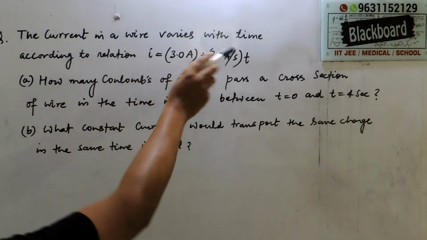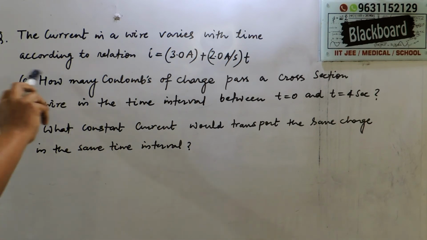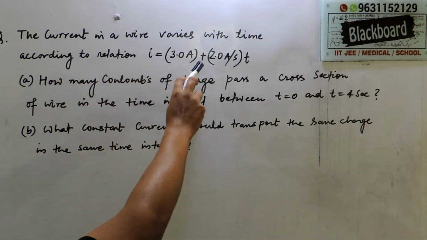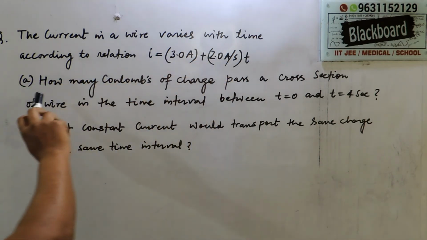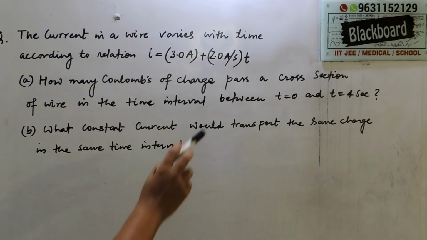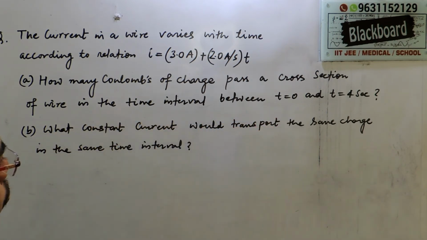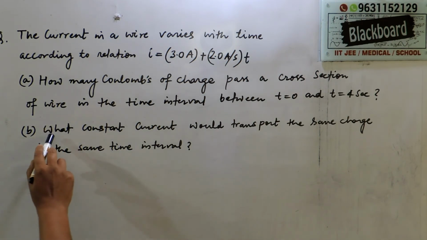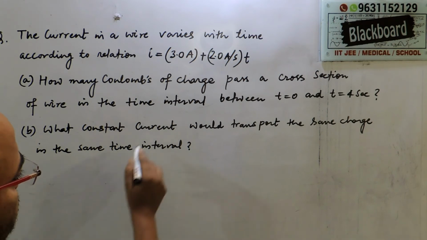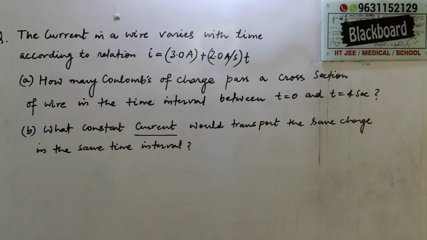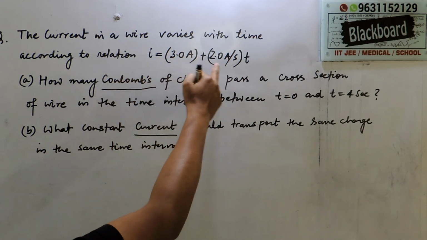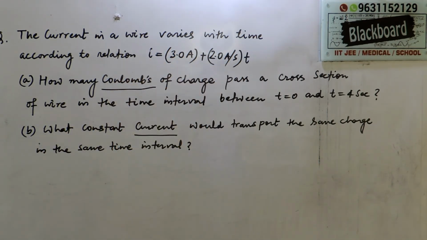The current in a wire varies in time according to the relation I equals 3 ampere plus 2 ampere per second times t. How many coulombs of charge pass a cross section of the wire in the time interval between t equals 0 to t equals 4 second? And the second part of this question is, what is the constant current? Here you have to find the current and here you have to find the charge, and this is the given time and current relation.